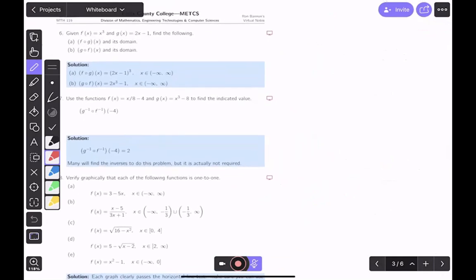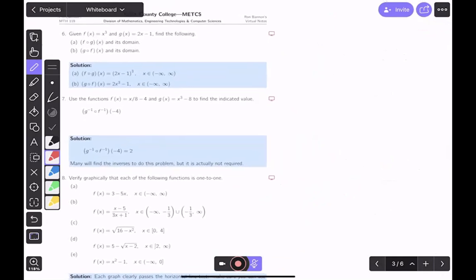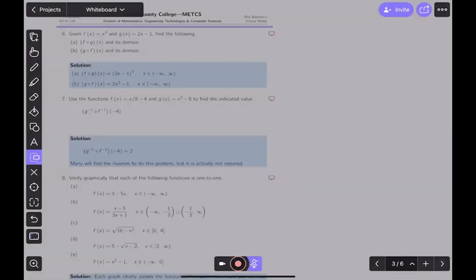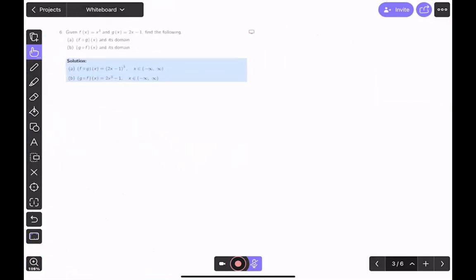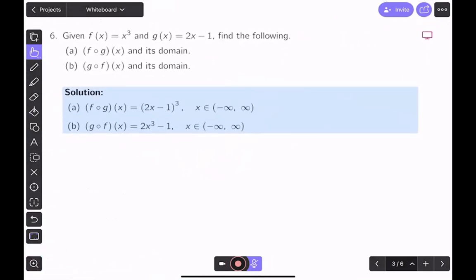And let's take a look at number 6. I'll pull it to the side here. Let's blow it up. Given f of x equals x cubed, and g of x equals 2x minus 1. Well, it looks like a very familiar problem, isn't it? And before I do anything, I certainly would like to communicate to you that we need to know domains and ranges. So let's write this over here.